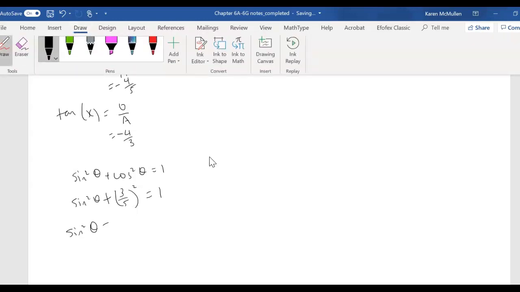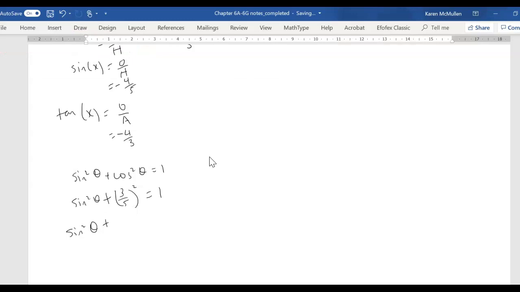All right, so let's just square that fraction. So we square the numerator and the denominator. So we're going to have 9 on 25 equals 1. And then let's just go ahead and solve this. So it's going to be 1 minus 9 on 25.